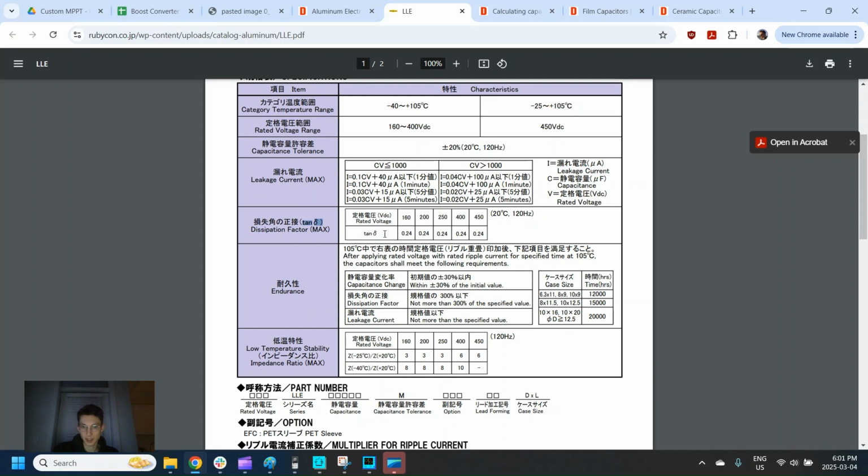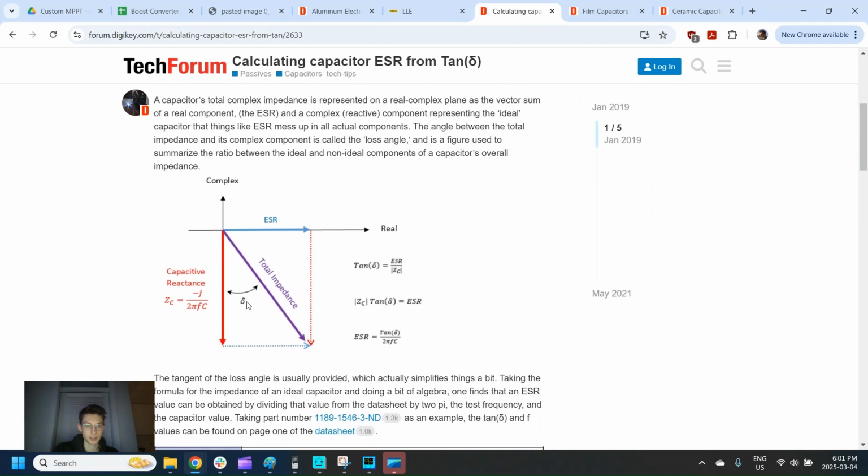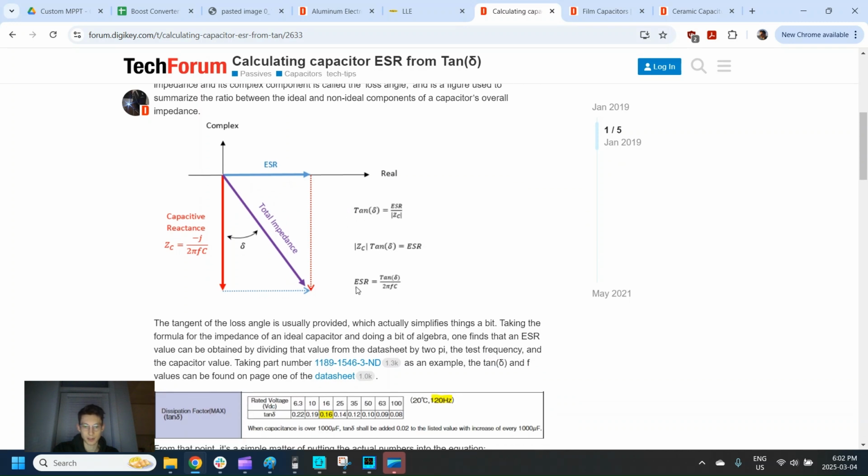So it turns out that the tan delta is actually just this. So this is our real component and our complex component, and our total impedance. So if we know our total impedance, we can get the ESR from our tan delta. And it turns out it's just this formula here. ESR is tan delta divided by 2 pi times the frequency times the capacitance. And this frequency is not the frequency that we're operating at. It's the frequency that they tested the tan delta at.